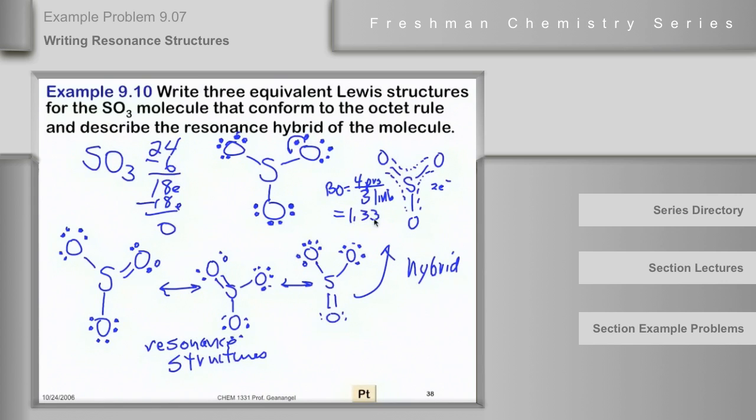Is there any evidence for it? There is. We're going to talk about bond distances shortly. But the stronger a bond is, the higher its bond order, the shorter it is. So there are molecules known that have sulfur-oxygen single bonds. They're long. There are other molecules known that have sulfur-oxygen double bonds. They're shorter. Where do you think the sulfur trioxide one is? It's in the middle.